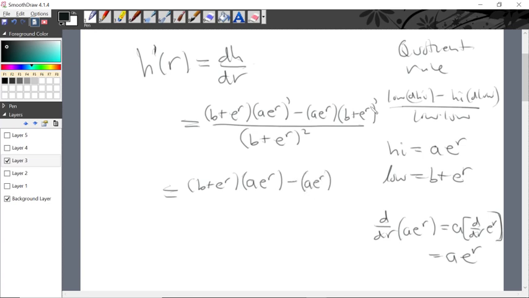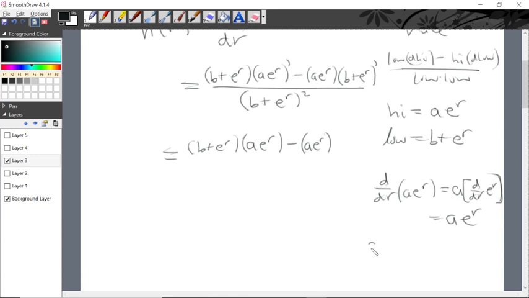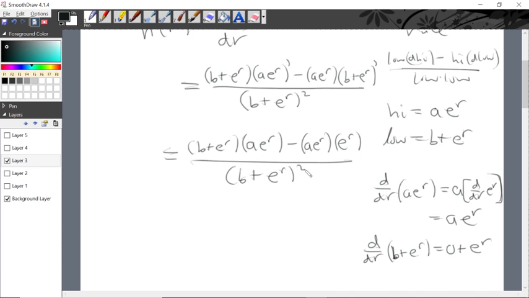What is the derivative of b plus e to the r, with respect to r? d over dr, b plus e to the r. Since b is a constant, the derivative of b would be 0. And then we take the derivative of e to the r, which is just e to the r. So this is just e to the r. And then we have this over b plus e to the r quantity squared. So this is an answer that expresses we have used the quotient rule.